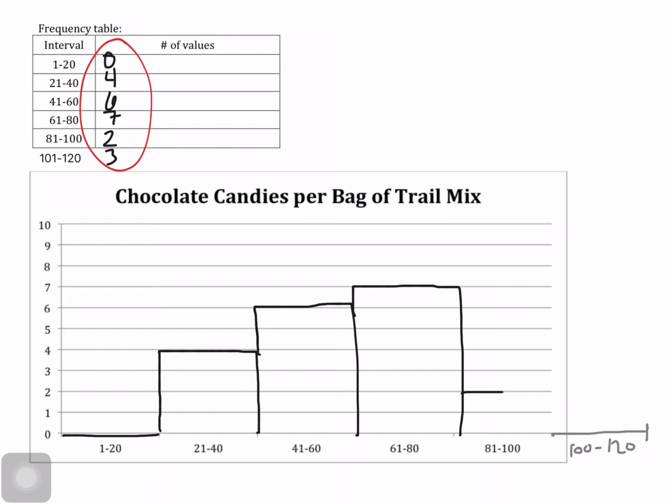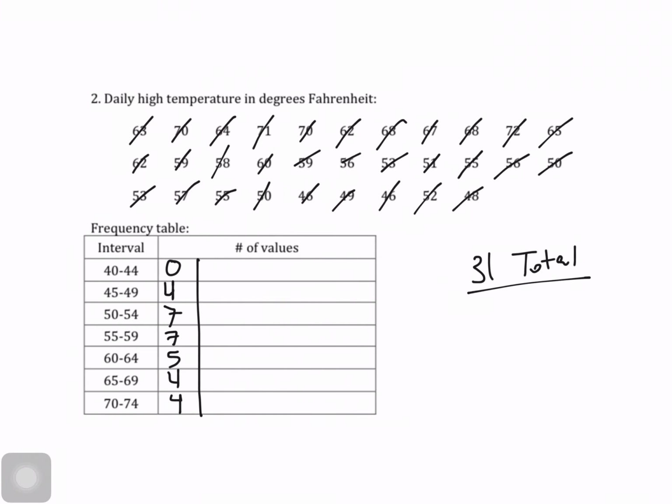All I'm going to do is basically draw in bars, and the height of the bar is going to represent the frequency that these numbers occurred. So for 1 to 20, I didn't have anything, so I just leave my bar pretty much non-existent. You don't see it. My second bar is my 21 to 40 group, and I had 4 in that section. So I just draw my bar up to 4, and then we're done with that section.